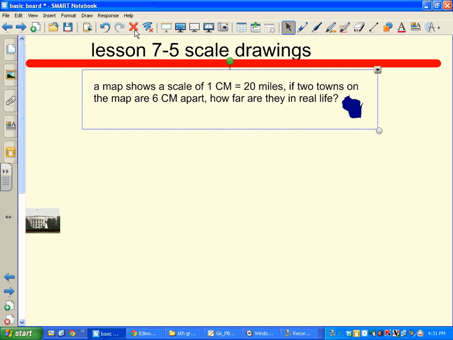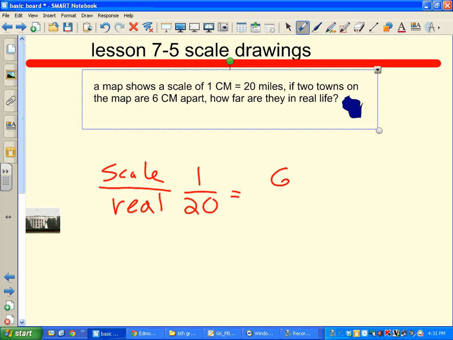Our next one is a map shows a scale of 1 centimeter equals 20 miles. If two towns on the map are 6 centimeters apart, how far are they in real life? So, scale on top, real life on the bottom. Our scale that they give us is a 1 to 20. And we are 6 centimeters apart on the map. So we want to know how many real miles that is.